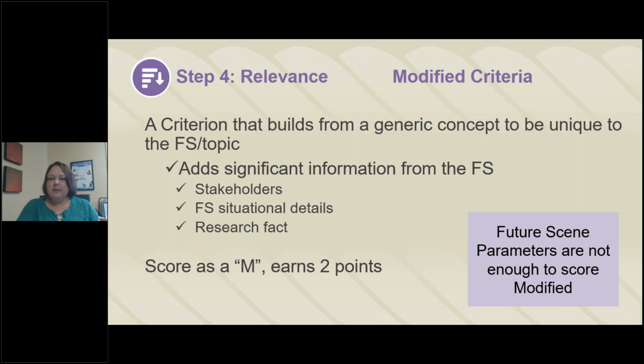So I want to make sure we're at least clear here before we move into the various options for advanced criteria. And do make a note that just as in solutions, adding future scene parameters does not make it a modified, just as it would not make it an elaborated in a solution, because that's information, that's the reality, the situation in which they need to be working within for any of these concepts.